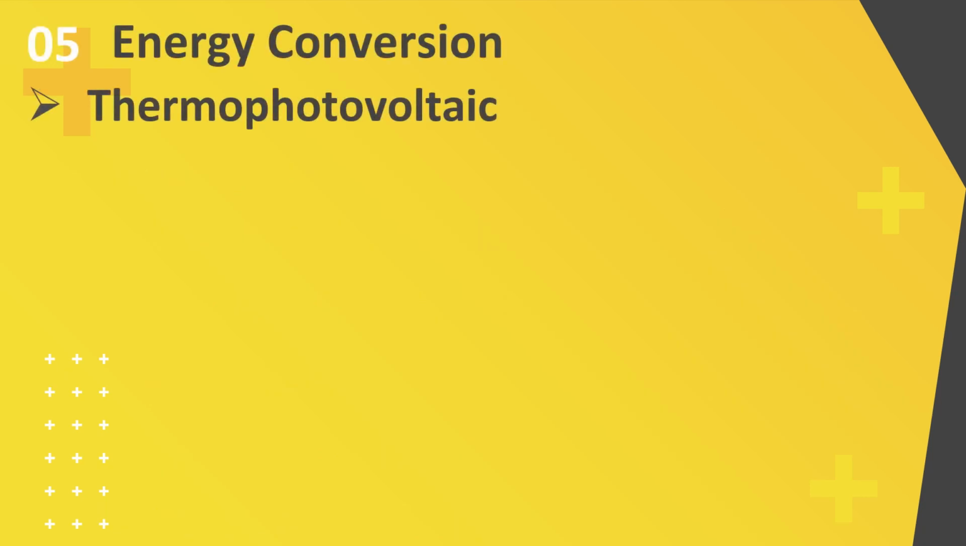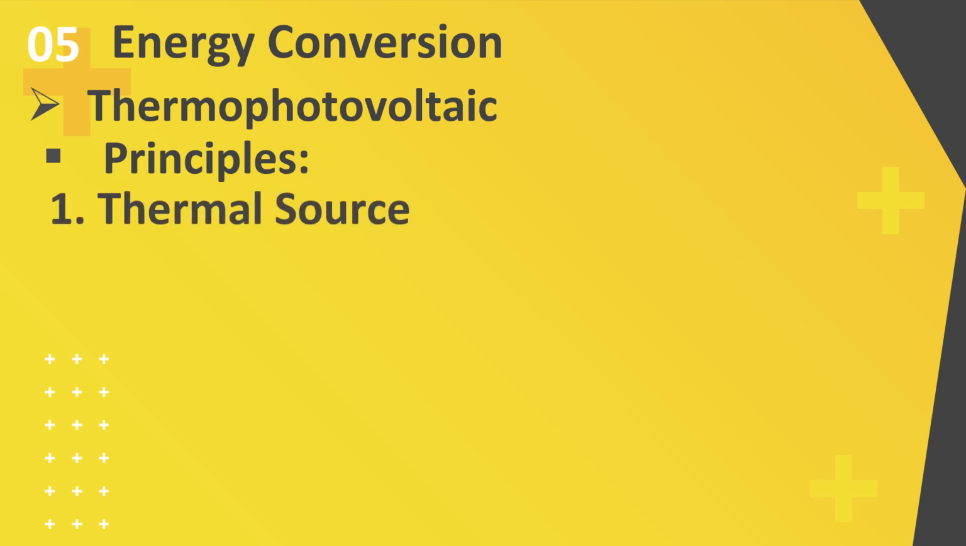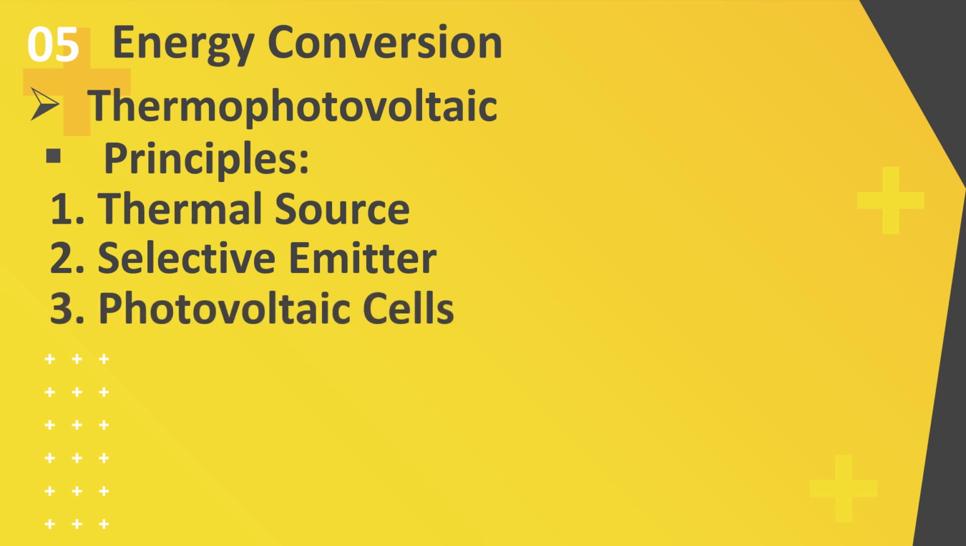Thermophotovoltaic energy conversion is a process that utilizes photons to generate electricity through the use of photovoltaic cells. Thermophotovoltaic energy conversion operates on the principle of converting thermal radiation into electricity. It involves the following steps. Thermal source: a high-temperature heat source is used to generate thermal radiation. Selective emitter: a selective emitter is used to control the spectral properties of the thermal radiation, allowing only certain wavelengths to pass through. Photovoltaic cells are used to convert the absorbed photons into electricity.